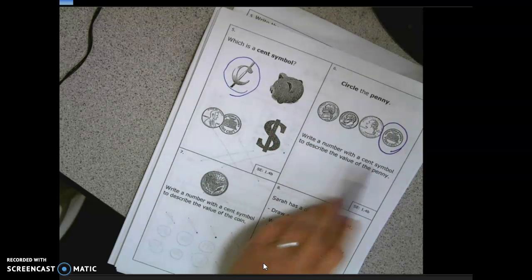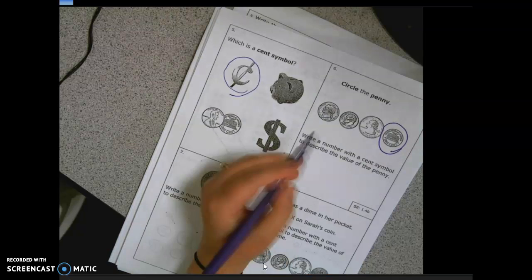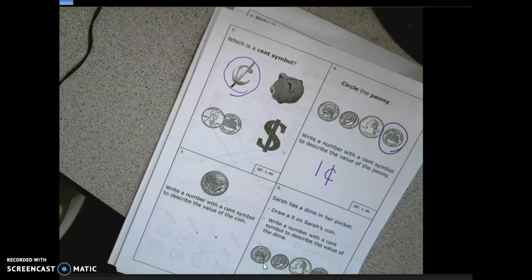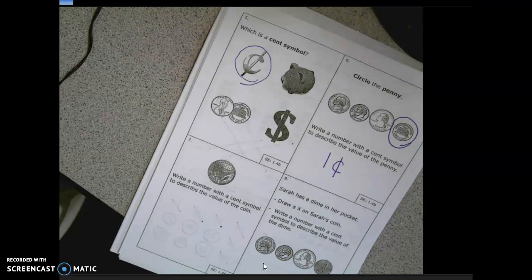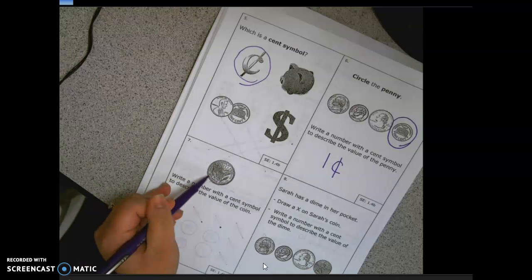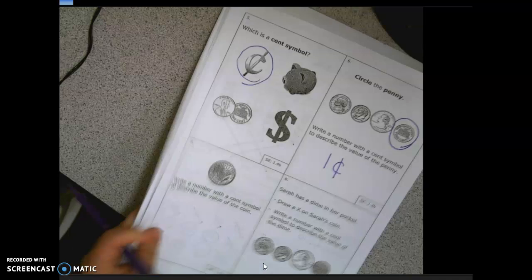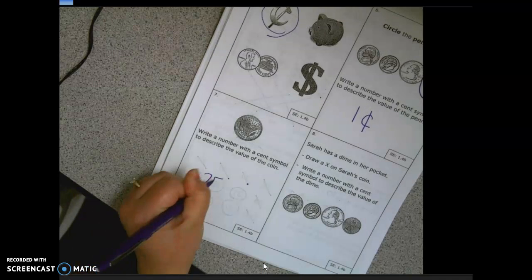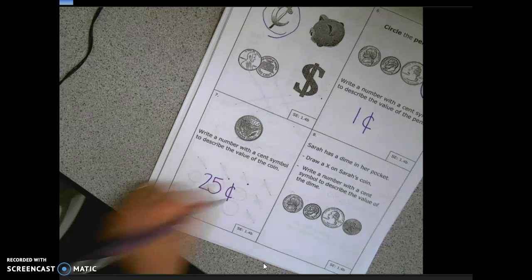Write a number with the cent symbol to describe the value of the penny. Well, I know the penny is worth 1, and then I'm going to put the C with the line through it to represent cent. 1 cent. Write a number with a cent symbol to describe the value of the coin. Well, I see the eagle, and I see again it says quarter, so I know that it must be 25 cents. So I'm going to write 25 cents.